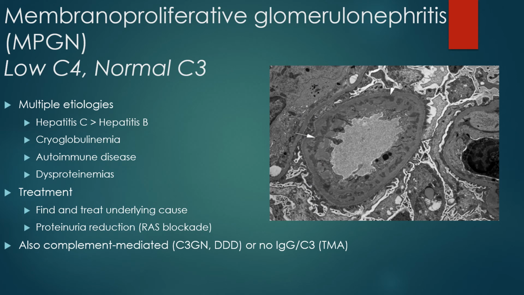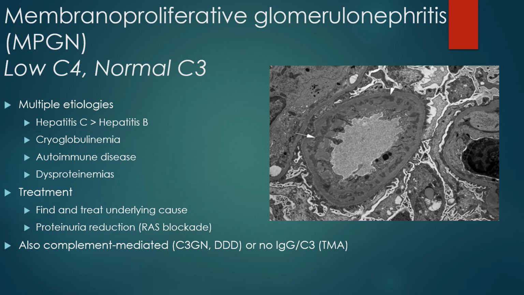Membranoproliferative glomerulonephritis, or MPGN, is characterized by a low C4 and normal C3. MPGN is named based on the pattern seen on kidney biopsy, which is characterized by mesangial hypercellularity, endocapillary proliferation, and double contouring of the GBM. There can be multiple etiologies of MPGN, including hepatitis C, more so than hepatitis B, cryoglobulinemia, autoimmune disease, and dysproteinemias. The treatment for MPGN is to find and treat the underlying cause and use RAS blockade for proteinuria reduction.